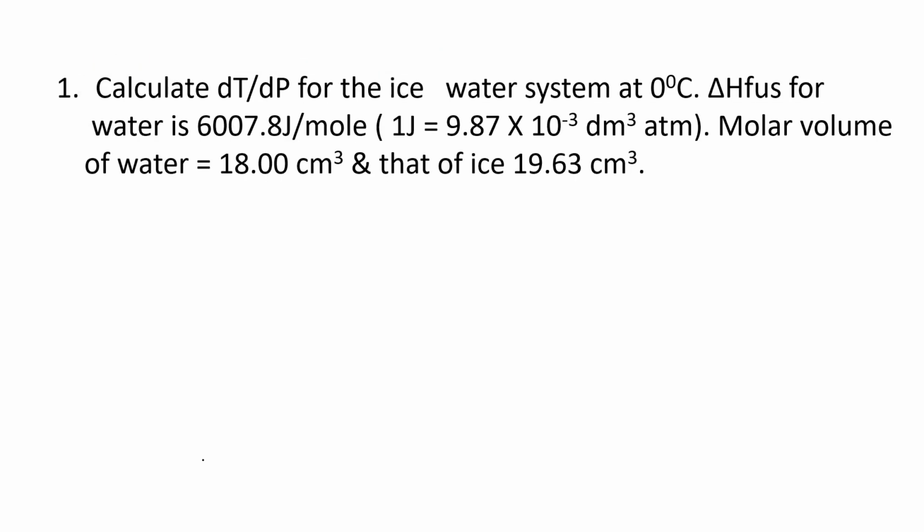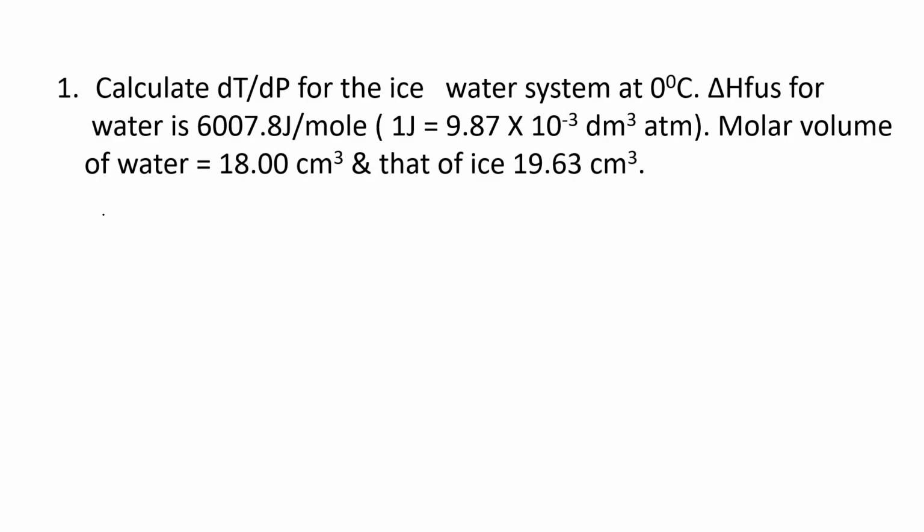Now we'll see the problem. Problem number 1: calculate dT by dP for the ice water system at 0 degree centigrade. Delta H fusion for water they have given, that is 6007.8 joules per mole, and they have given the conversion factor 1 joule is equal to 9.87 into 10 to the power minus 3 dm³ atmosphere, and molar volume of water 18 centimeter cube and ice 19.63 centimeter cube.